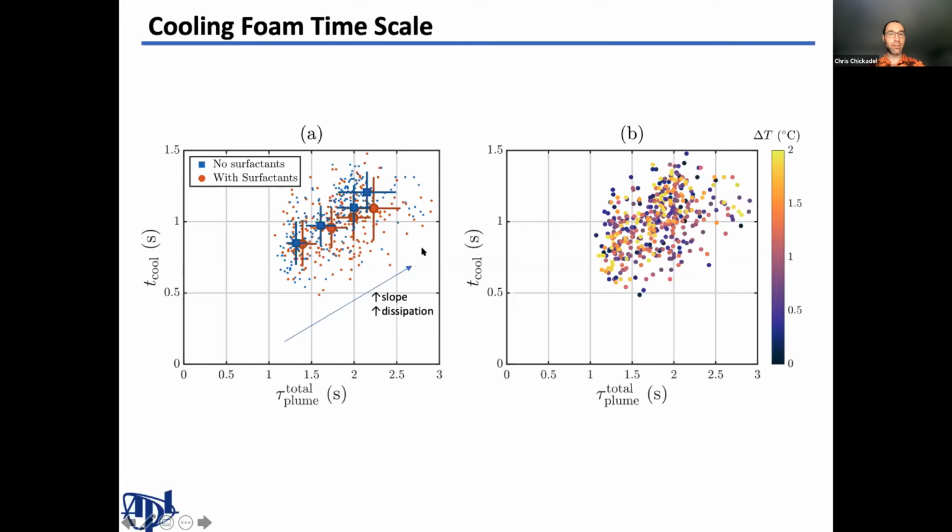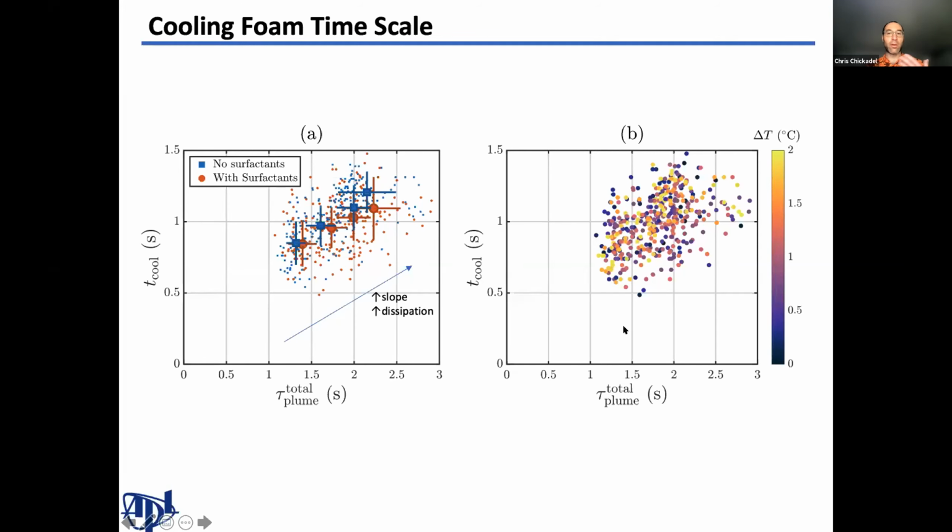But we do see the same dependence on the increase in the wave packet slope and thus the dissipation. So with increasing wave energy or breaking strength, we see an extended cooling time as we see an extended plume time scale. What's interesting is we didn't really see a strong dependence on the surfactants versus no surfactants. So this is good news for us if we want to infer some information about the bubble plume, like the bubble plume decay time scale.